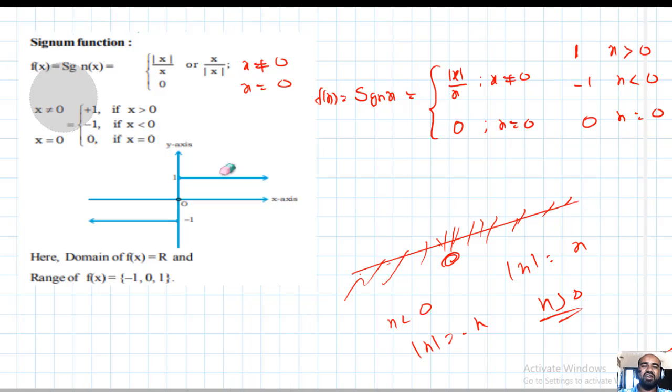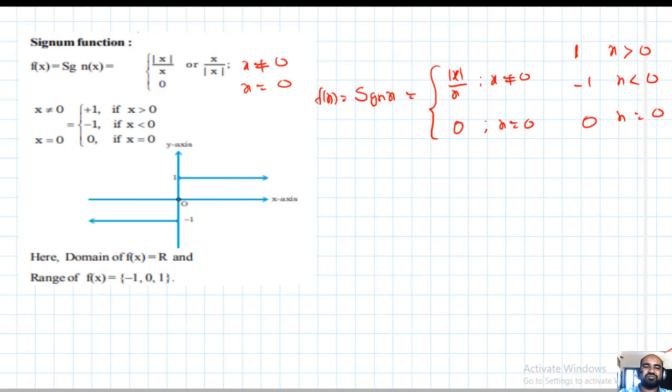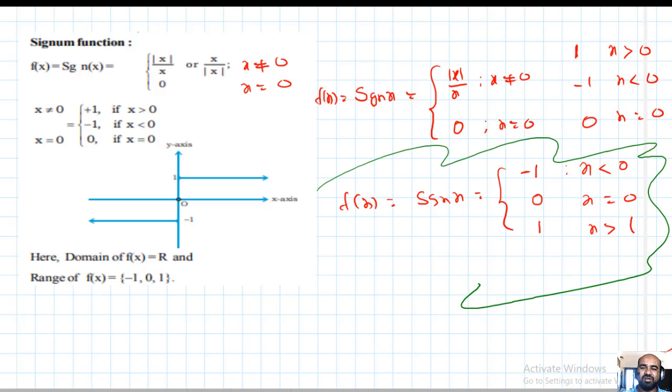So again you can rewrite the signum function as, students listen, f of x equals signum of x, equal to minus 1 for x less than 0, 0 for x equal to 0, and 1 for x greater than 0. So this is the final signum function. This definition should be remembered.